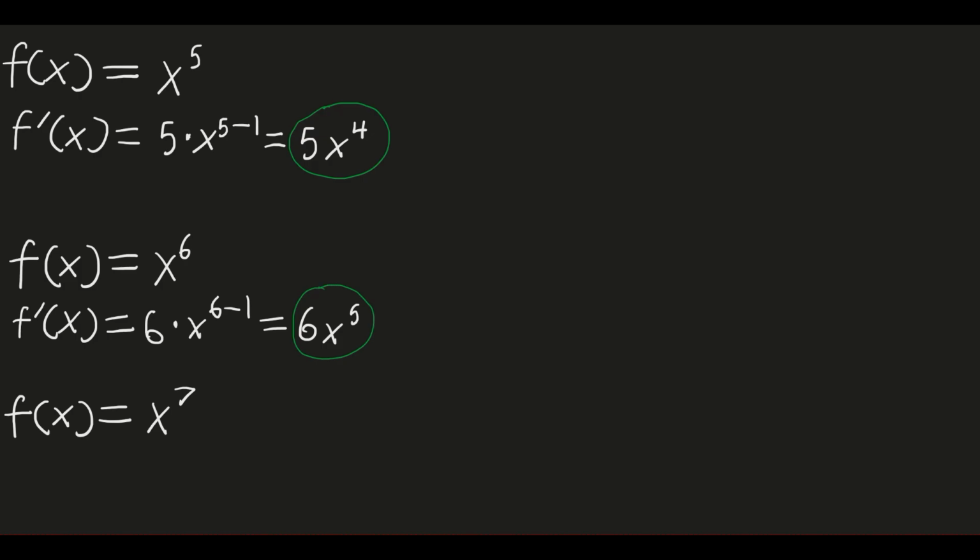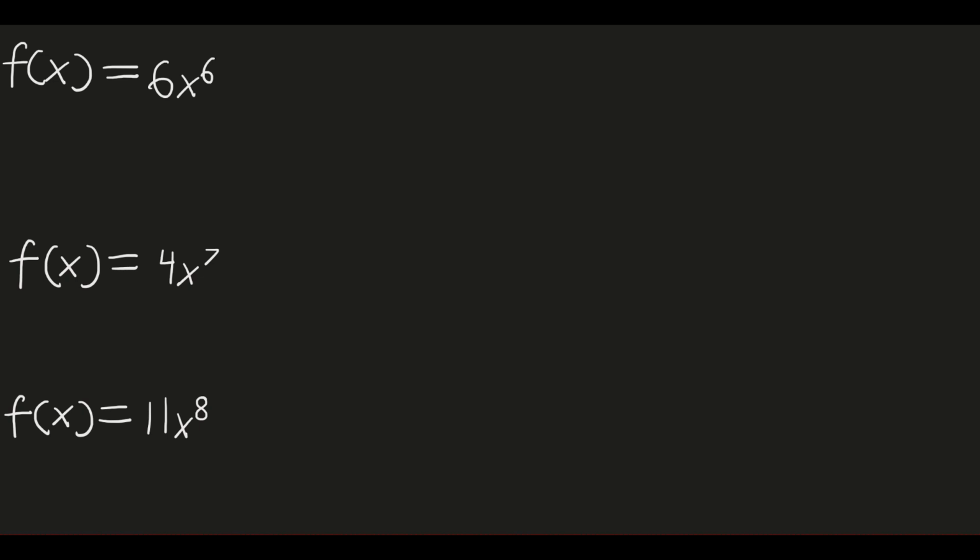And finally, let's do f of x equals x to the 7th power. So we would write out f prime of x equals 7 times x to the 7 minus 1. Doing the basic math here, that gets us 7x raised to the 6th power. And this would be the derivative of x to the 7th power. Okay, that was pretty quick because, hey, it's easy. So without any further ado, let's move on to more problems here.